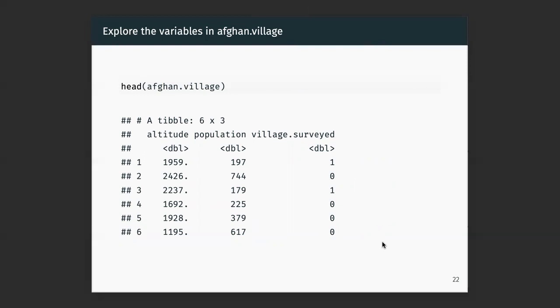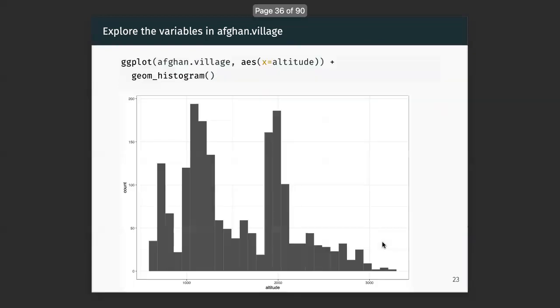Okay, so here's the Afghan village data. We have altitude, population, and again, whether the village was surveyed. So let's look at those variables real quick. Here's the altitude variable, right? What do we see going on here? How many villages are at sea level? 2. How many villages are on top of high mountains? I think this is measured in meters. So we don't have a whole lot of villages at 3,500 meters. Most of them are in this 2,000 and 1,000 range.